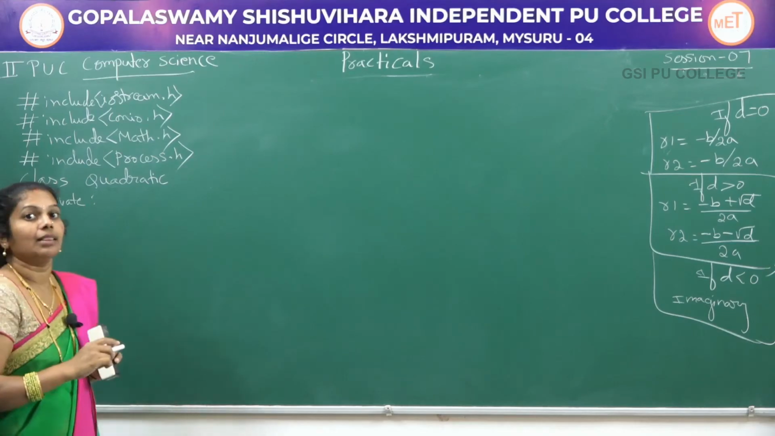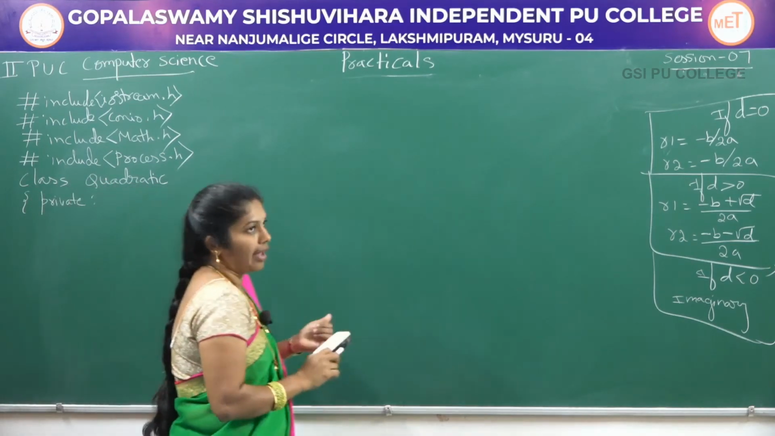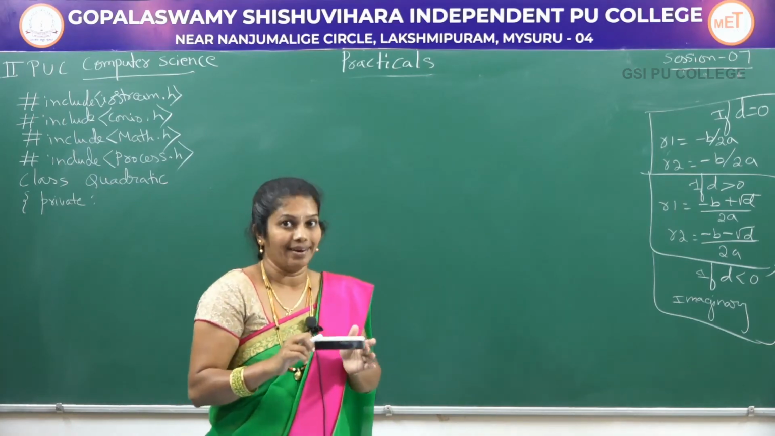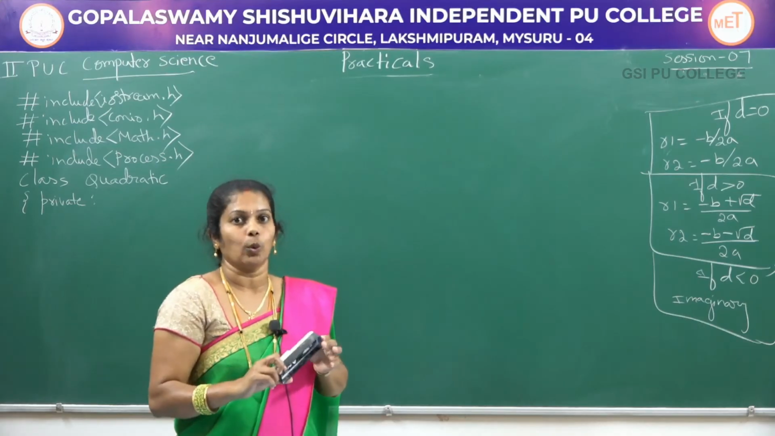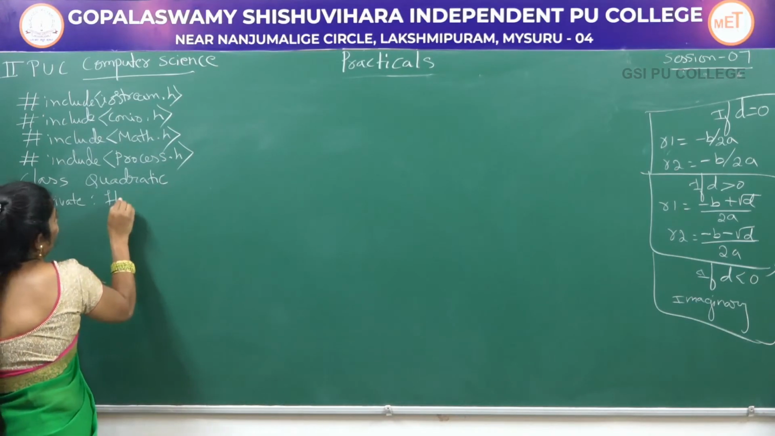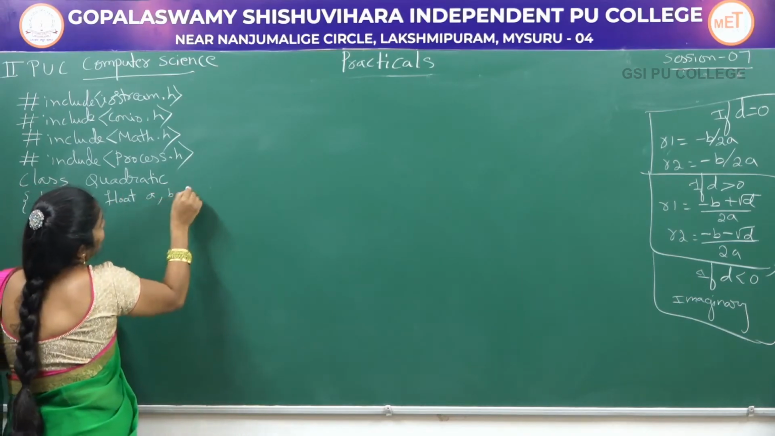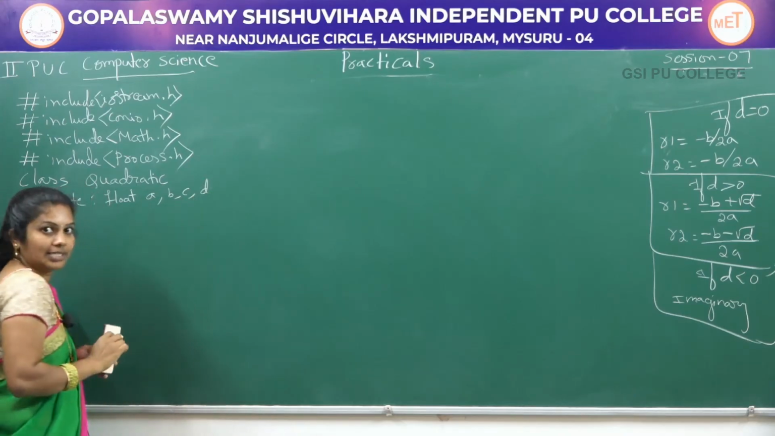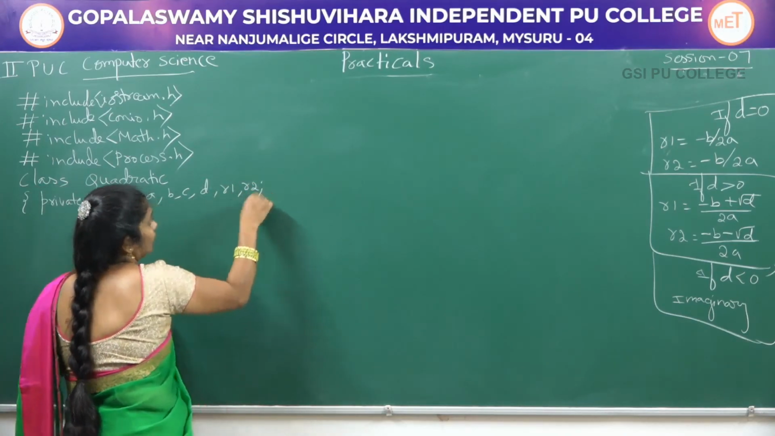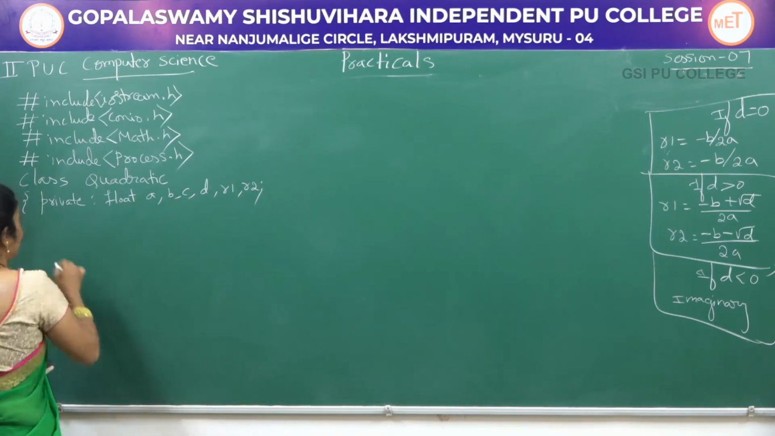We will declare the data members. Which data members do we need? Here A, B, C, and to store the discriminant D, with root 1 as well as root 2. These are the variables required. All the variables I have declared as float: A, B, C, D to store the discriminant, then R1 and R2 to store the results. In the private section we have declared all the variables.